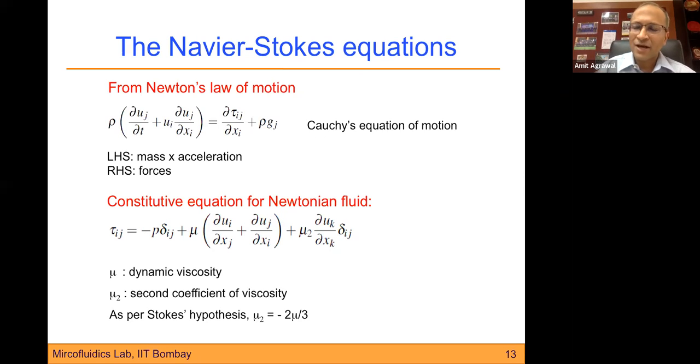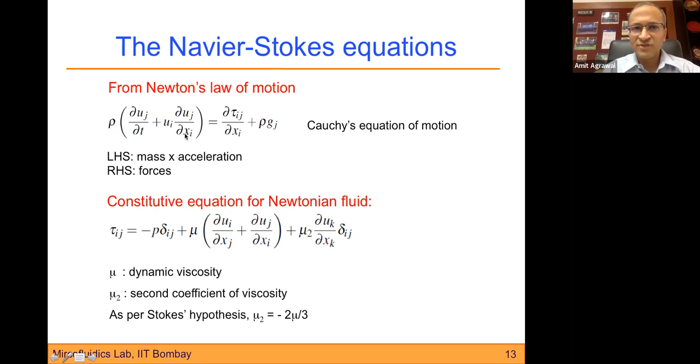So first, let me go back to how the Navier-Stokes equations are derived. I will just spend one minute reviewing that, because then a lot of things that we are going to talk about subsequently will become much clearer. This is of course the textbook derivation, and this is something that we routinely do in the class on fluid mechanics.